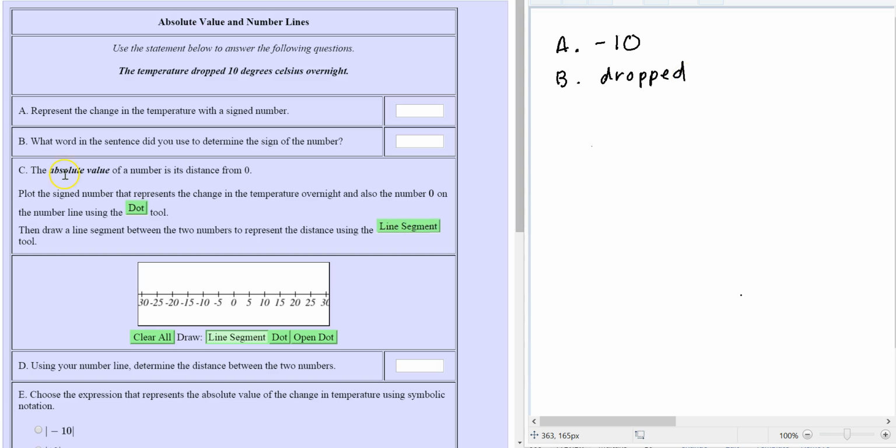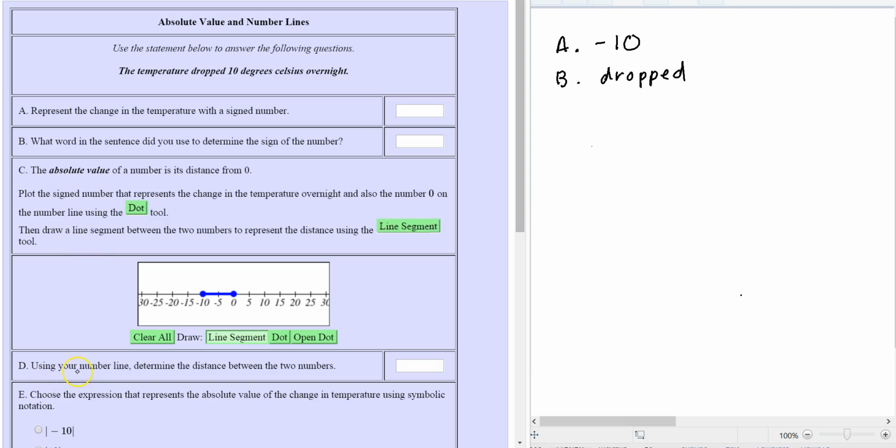Part C, the absolute value of a number is its distance from 0. Plot the signed number that represents the change in the temperature overnight and also the number 0 on the number line using the dot tool. So it starts off at line segment, so I'm going to change that to dot, and we want to plot 0 and -10. And now we're going to draw a line segment between these numbers to represent the distance. So I'm going to click on line segment and draw the line segment. So part C is complete.